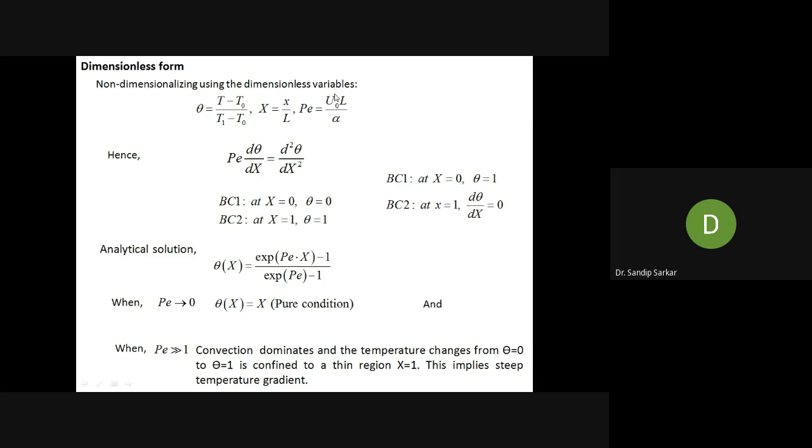Peclet number is a ratio of some velocity into L divided by alpha. Basically, the velocity term is present in the numerator, that is, we call it due to the fluid motion. The fluid motion term is present here, and this is the diffusion term. Alpha is your thermal diffusivity. So Peclet number basically signifies the relative importance of convection to the diffusion. If Peclet number is very high, your convection will be very high compared to the diffusion. If Peclet number is very low, your diffusion will be very high compared to the convection. Is that clear?